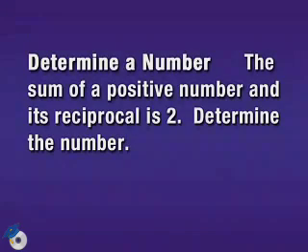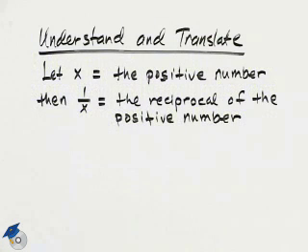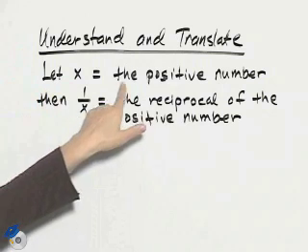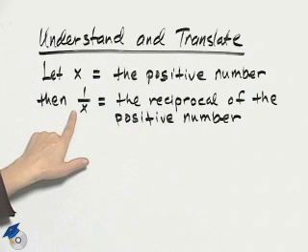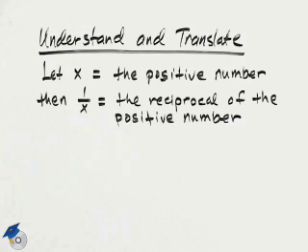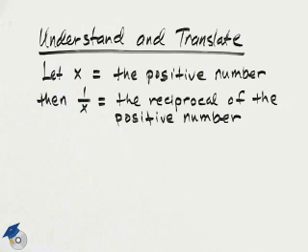The sum of a positive number and its reciprocal is 2. Determine the number. The first step in solving this problem is to understand and translate. I'm going to let x equal the positive number. Then 1 over x is the reciprocal of the positive number. Now we know from the problem that the sum of this number and its reciprocal is 2.